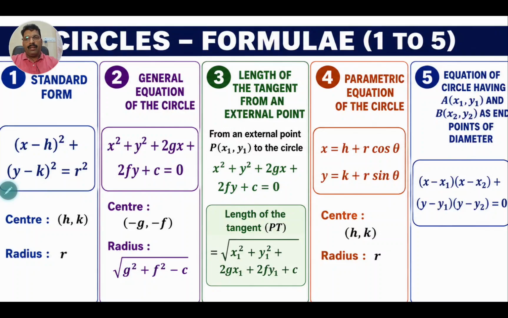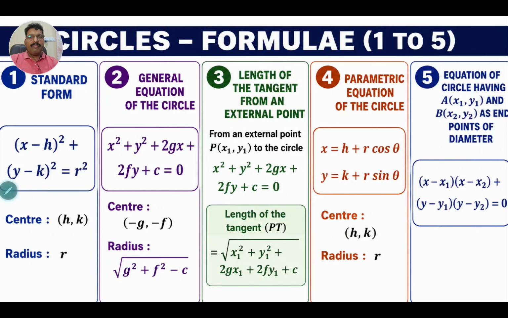Next, second formula, general equation of the circle: x square plus y square plus 2gx plus 2fy plus c equal to 0. Its center is minus g comma minus f and radius is under root g square plus f square minus c.